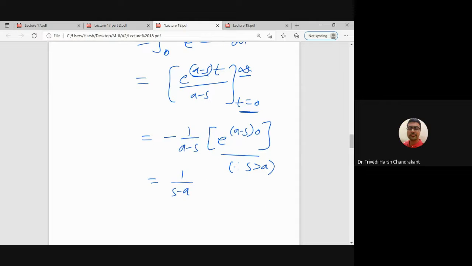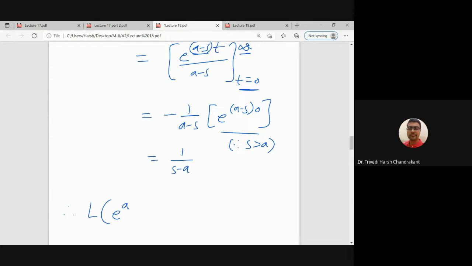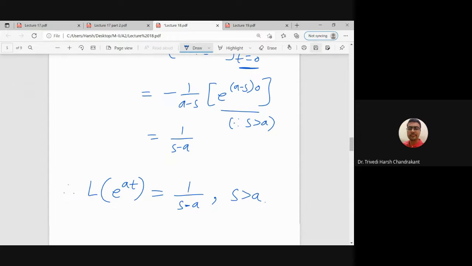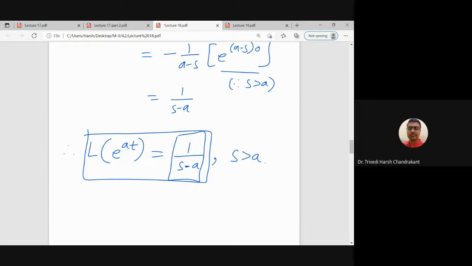Yeah, so what we proved is that the Laplace transform of e power at is 1 upon s minus a, and we use the condition s is greater than a. And in the other notation, this is again a function of s, and the Laplace inverse of the function of s is the function of t.